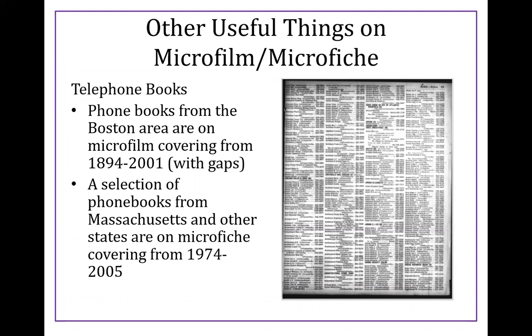We also have some covering from 1974 to 2005 on microfiche, which are those little plastic rectangles I showed you earlier. We do have some in hard copy for other years, just for Boston, but it is a little scattered because it was a little scattered. So definitely ask us if you're looking for something in a year that's not covered here. We might have it.